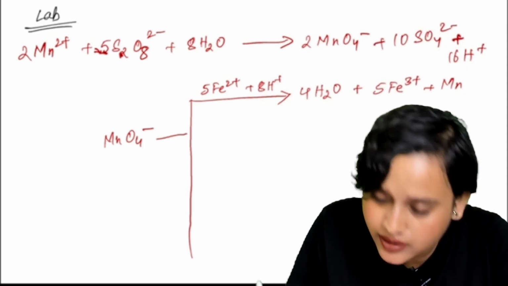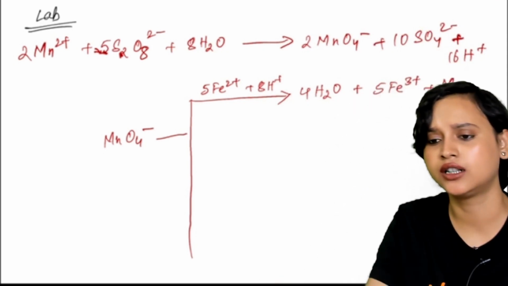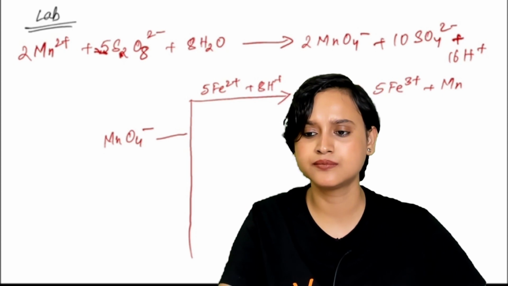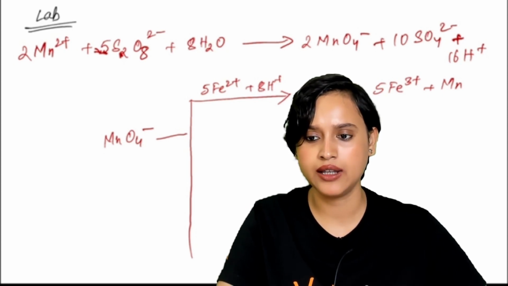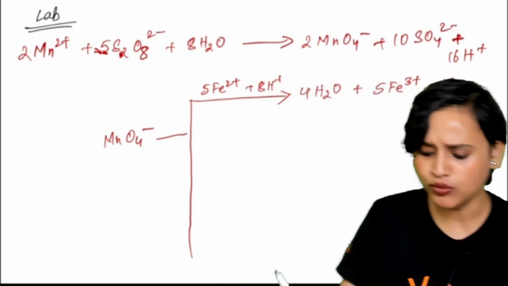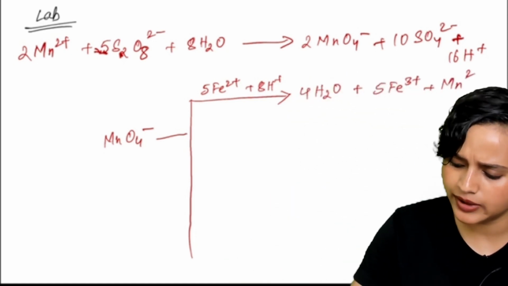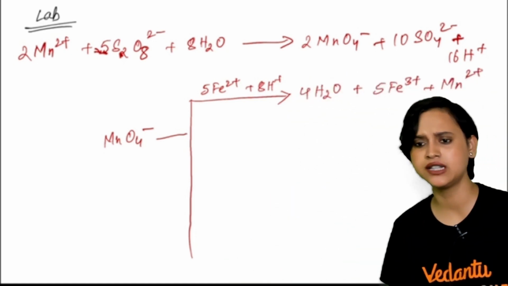Not Mn2 like this. How did I forget this? Wow. I think, yeah, Mn2+. Yeah, MnO4⁻, you will be getting Mn2+. That's it. Easy peasy.